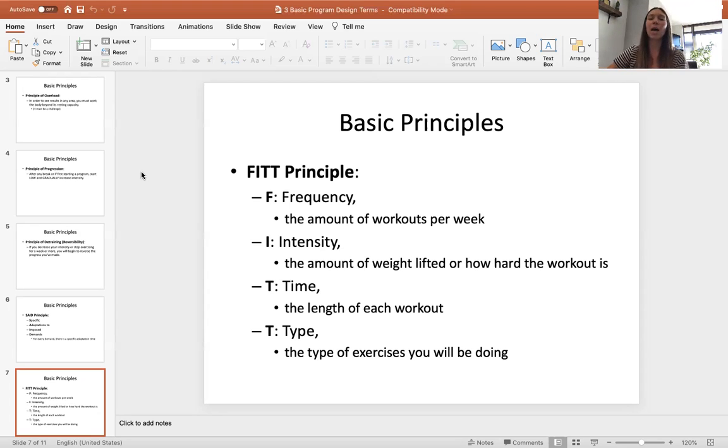And finally, type. This is the type of exercises you're going to be doing within your workout. So let's just take a resistance training program, for example. Am I going to be doing a full body workout? Am I going to be doing an upper body or a lower body workout, okay? Am I going to be using bilateral exercises? Okay, so I'm using both sides of my body. Or am I going to be doing a unilateral exercise? Am I doing a mixture of all of this? Okay, so it's the type of actual exercises that you are going to be doing.